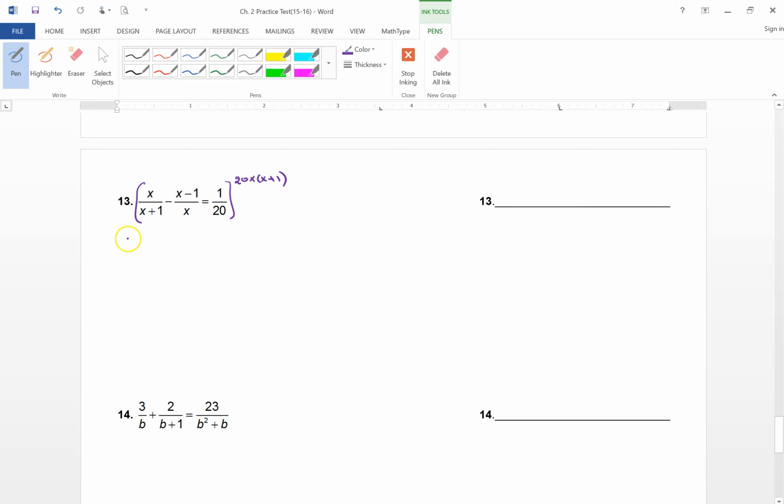Okay, so here we get 20x times x minus 20x plus 1 x minus 1 equals x times x plus 1. 20x squared minus x squared. Right, because it's 20x times x. No, I'm multiplying the whole thing. No, I'm multiplying everything by 20x times x minus 1, x plus 1.